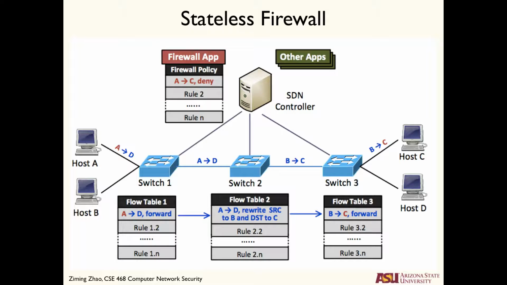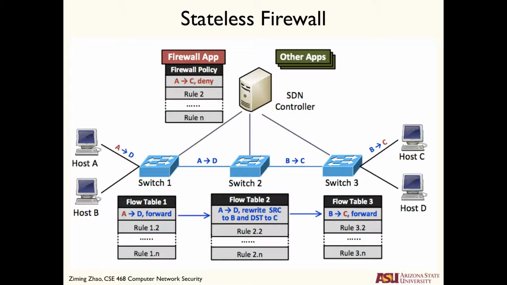So in this case, if host A wants to attack host C, it doesn't have to use host C's IP address. It will use host D's IP address and send a packet where the source IP is A and the destination IP is D. Then the first switch will simply forward that, the second switch will change the source to B and the destination to C, and the third switch will forward that to host C.